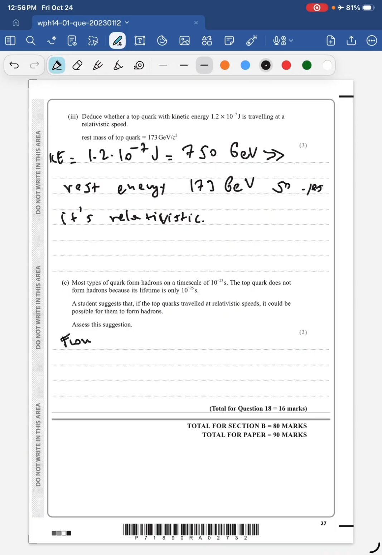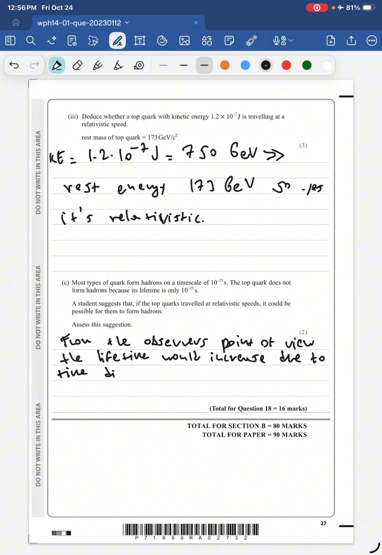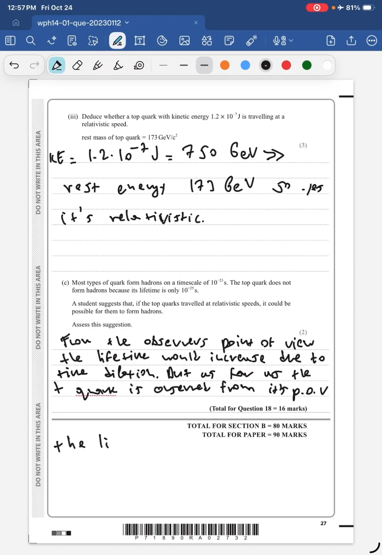From the observer's point of view, the lifetime would increase due to time dilation, but as far as the top quark is concerned, from its point of view, the lifetime is still 10 to the negative 25 seconds. So no hadrons can be formed.